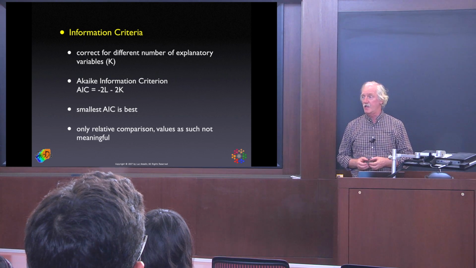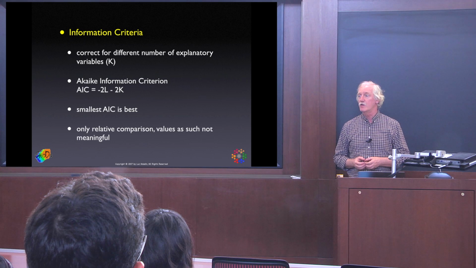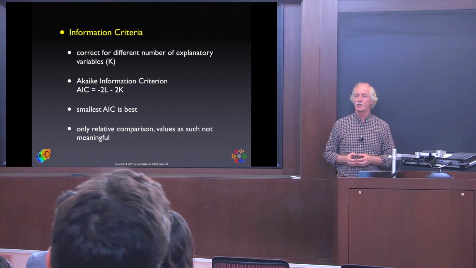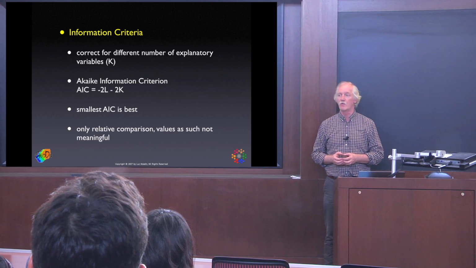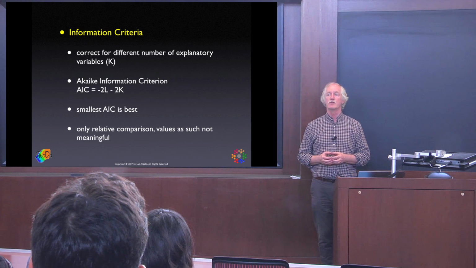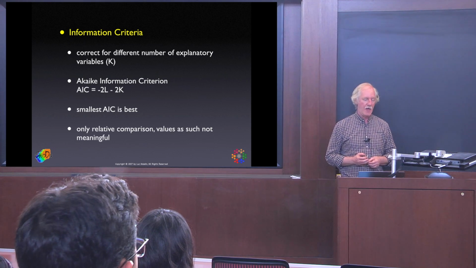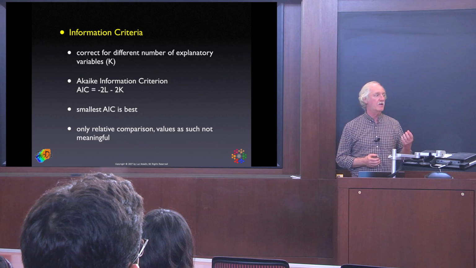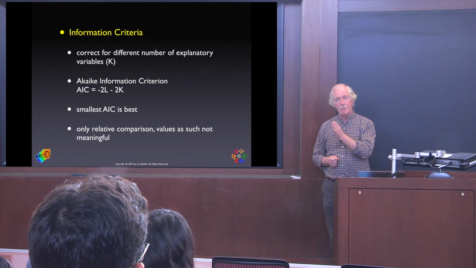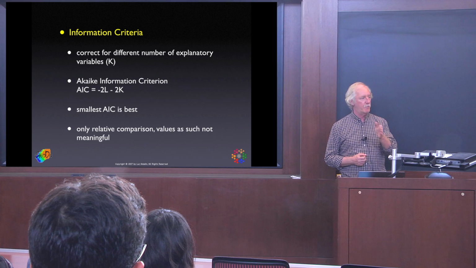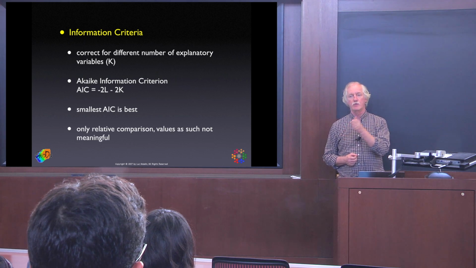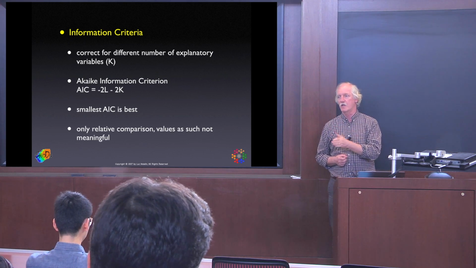Just like with the maximized likelihood, the magnitudes are not necessarily that meaningful, right? It's the relative values that really matter. So if you have, again, different models for the same dependent variable, you can compare the AIC, and you can take the model with the smallest AIC.